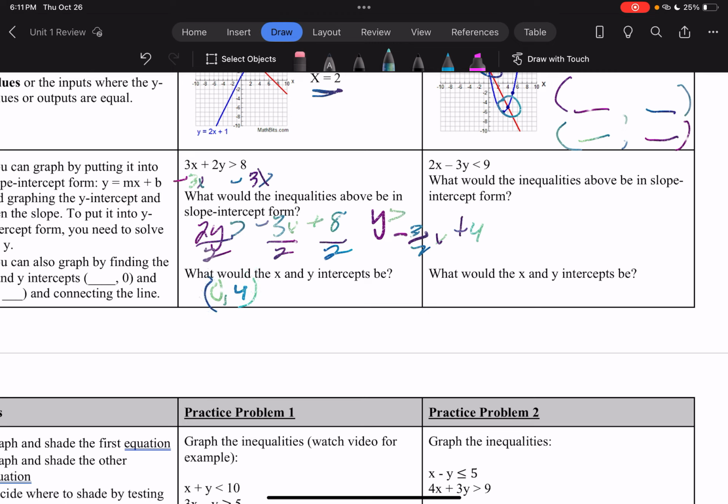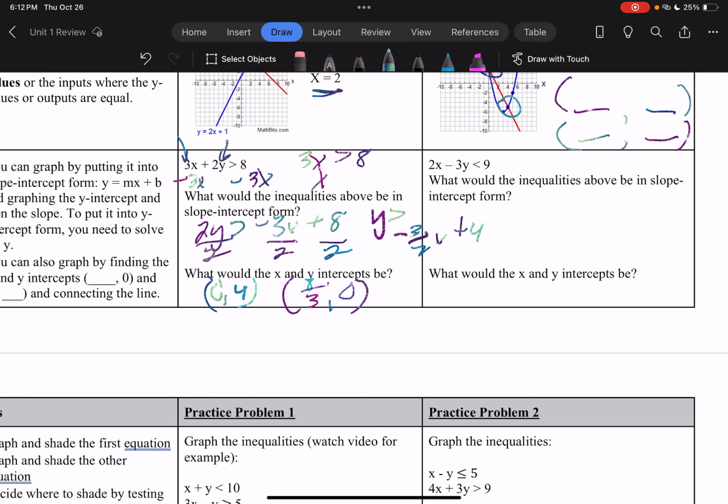Our x-intercept would be if I plug in 0 for y, what does x equal? So that would be 3x plus 0 is greater than 8. So x would be 8/3. So this would be (8/3, 0) for the x-intercept.